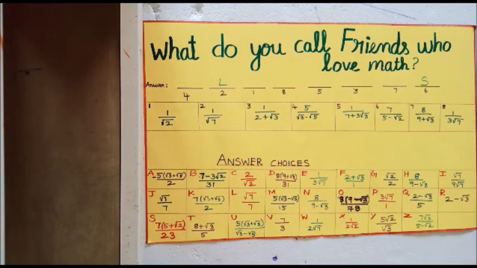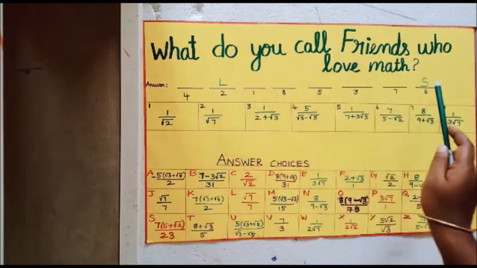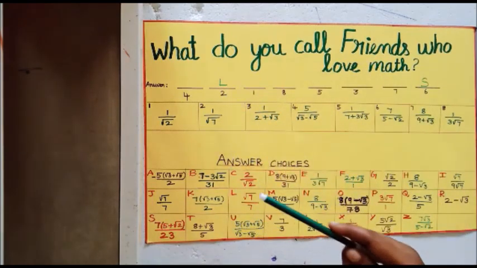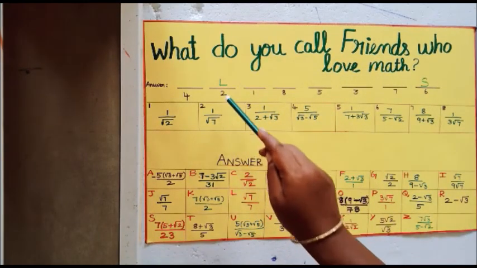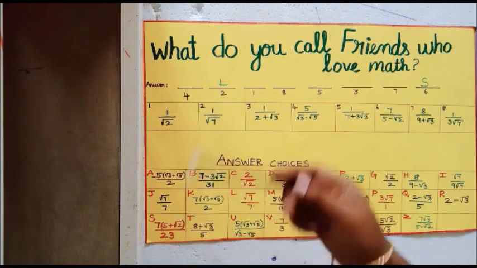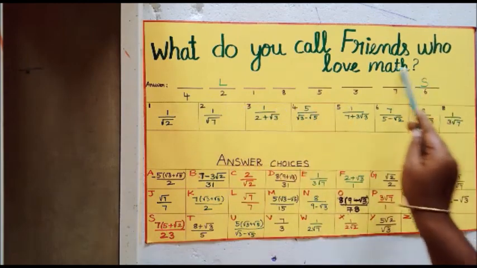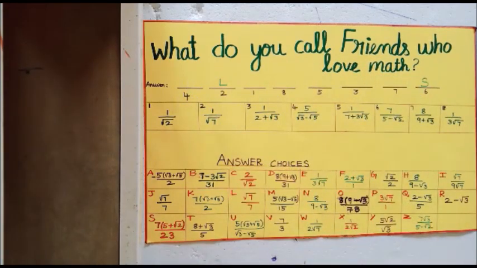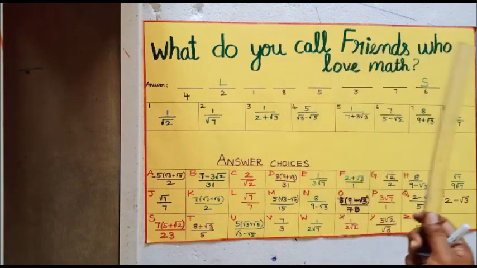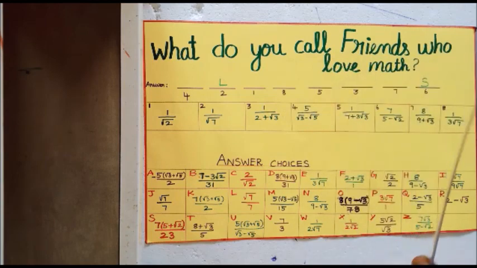So in this puzzle, out of these 8 questions, I worked out 2 questions and gave you the clue how to find the answer. You have to solve, identify the alphabet and fix it in the appropriate place so that you will find the answer to the question: what do you call friends who love math? Find the fun answer and enjoy yourself.